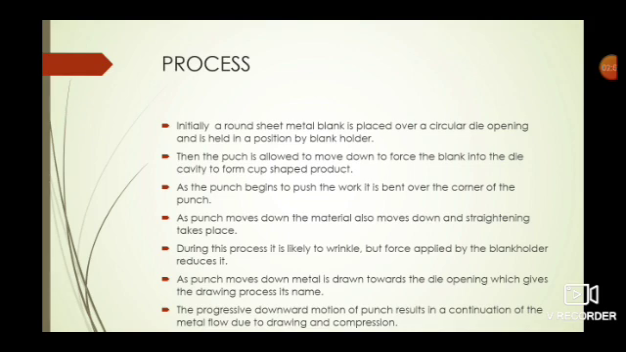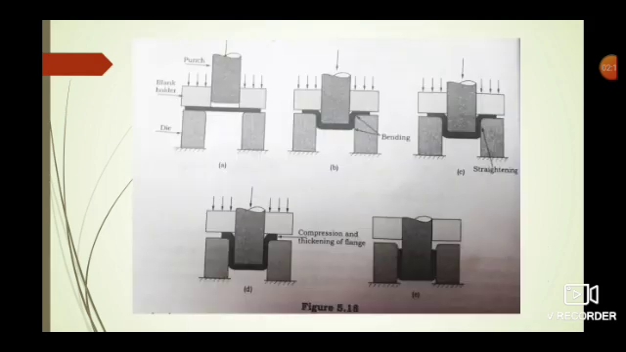During this process, there may be a chance that wrinkles occur in the workpiece. Wrinkle here means a kind of folding on the surface of the workpiece. This can be prevented by applying a force over the workpiece. As you can see in the figure, the downward arrow on top of the blank holder shows that a force is applied over the workpiece, which helps to prevent wrinkle or folding.